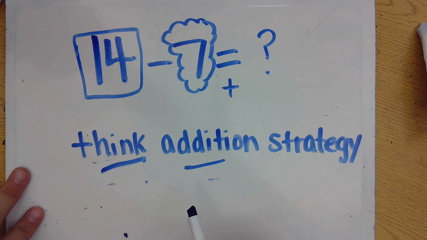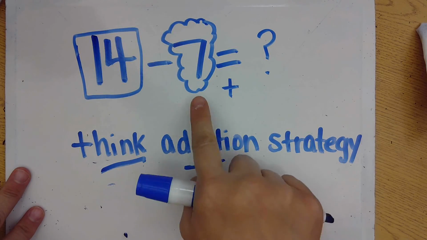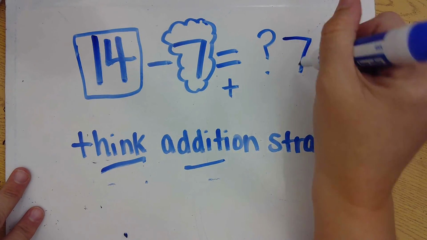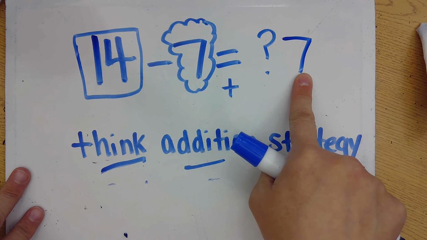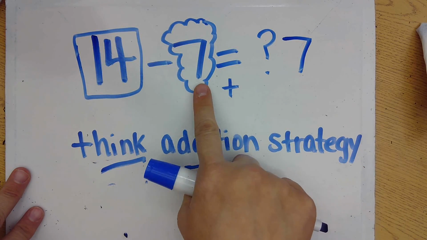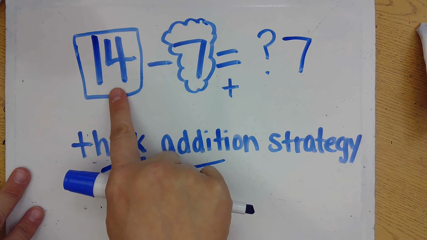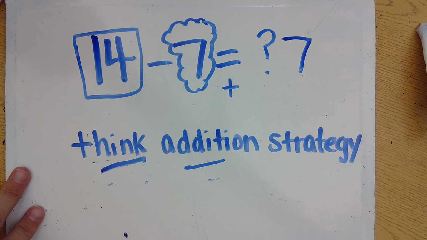Do you maybe want to use a doubles strategy to help you with this one? If you said 7, you are correct. So 14 minus 7 equals 7. But I also know that 7 plus 7 equals 14, my starting number.